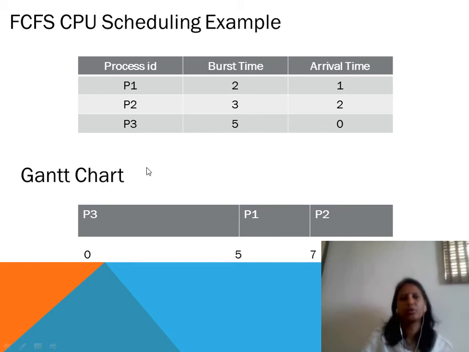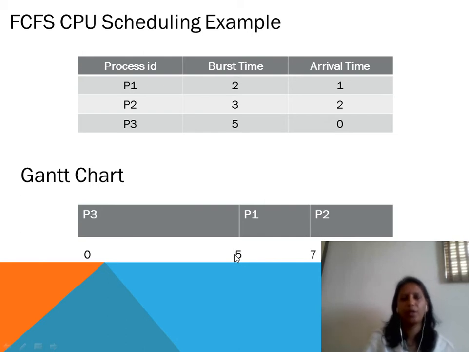As you can see from the given table, at the 0th time unit, the process that is available in the ready queue is P3. So we will allocate the process P3 to the CPU. It requires a burst time of 5, which means it will start at the 0th time unit and end at the 5th time unit. The execution of the P3 process is going to end at the 5th time unit.